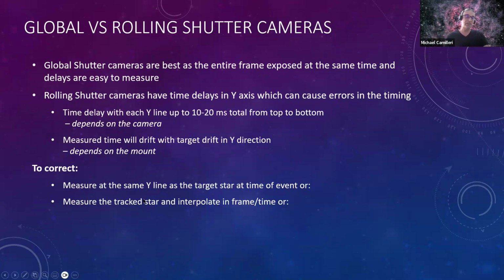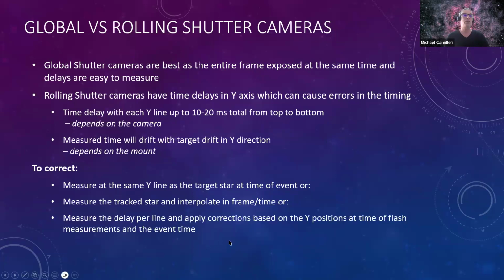One is to fix a measurement aperture at the same line as the target star at the event. That's a bit of a pain to do. So what I do personally is I measure the tracked star, and then I interpolate, as I had in that Excel spreadsheet, to the event time. You could, in principle, measure the delay per line and find out where the star is and do the calculations and corrections. That's considerably more complex to do, but it's technically possible.